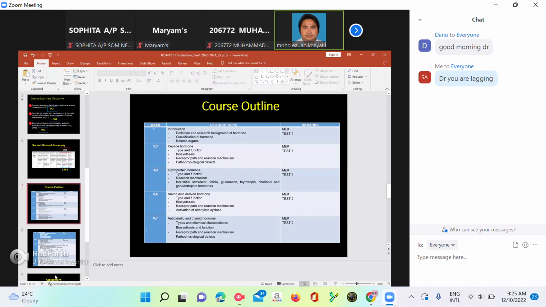The second topic is more specific, which is peptide hormone. Peptide hormone is another type of hormone. We will learn about the function, biosynthesis, receptor, pathway, reaction mechanism, and so on. The first three topics will be included in test 1.